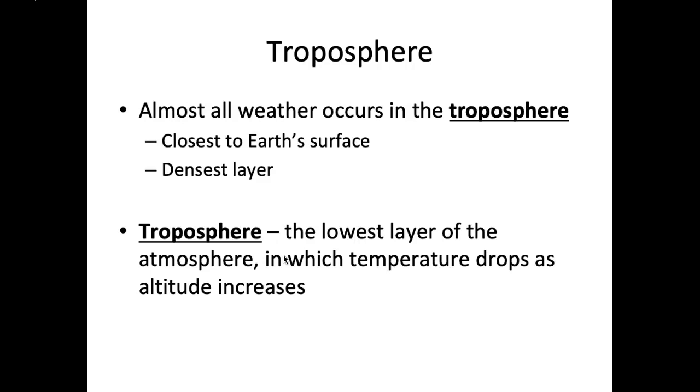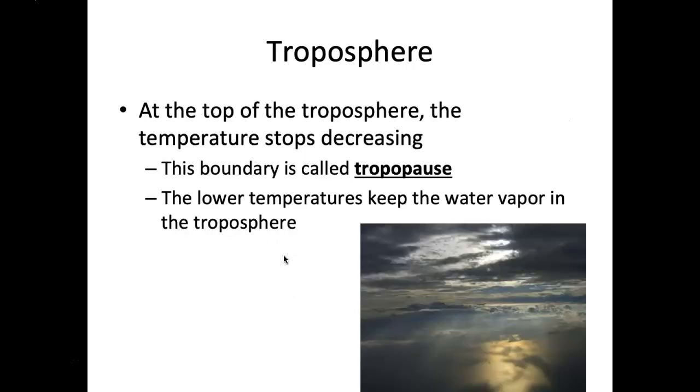The troposphere is going to be, once again, the lowest layer, but what's kind of unique about this layer is that as you go up within the layer, the temperature is going to drop as you increase in your altitude. What happens at the top of the troposphere is the actual temperature will stop decreasing. It will stop getting colder. And so this layer is known as the tropopause. The lower temperatures are going to keep the water vapor within the troposphere. And thus, what you'll see is a lot of condensing and cloud formation taking place.